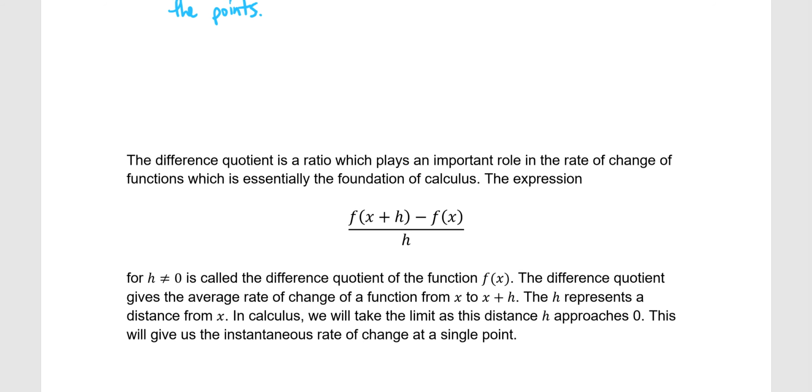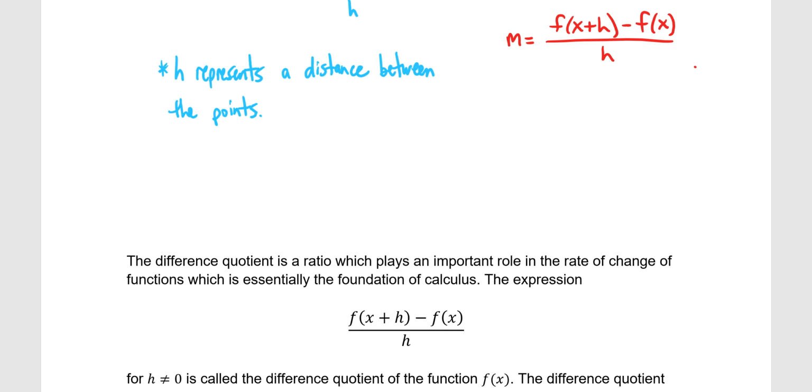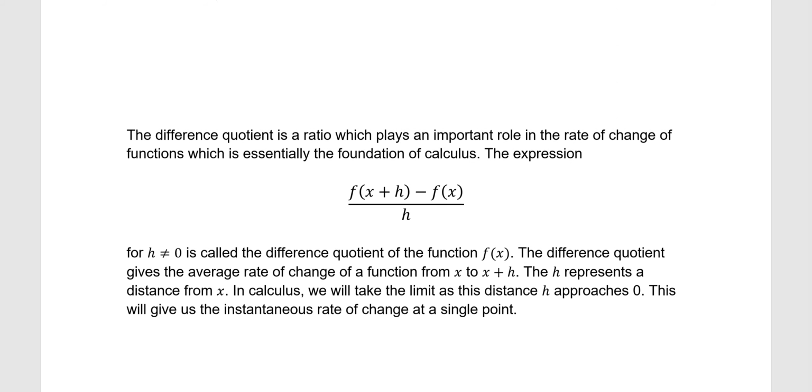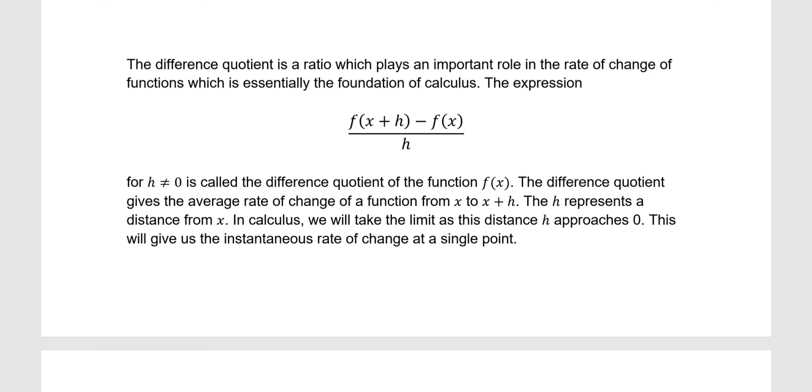What we just found, f of x plus h minus f of x, divided by h, is called the difference quotient. The difference quotient is a very important ratio that helps give us the foundation of calculus, with limits. And like we mentioned, it's the average rate of change of the function from a point x to a certain distance h away from x, which is x plus h.